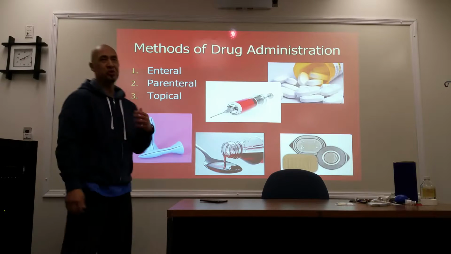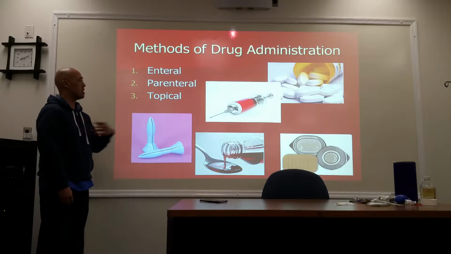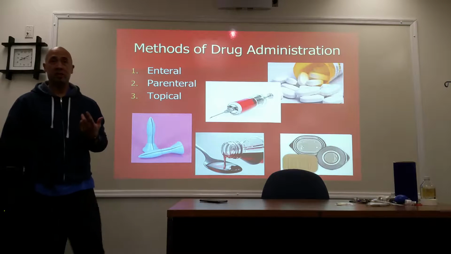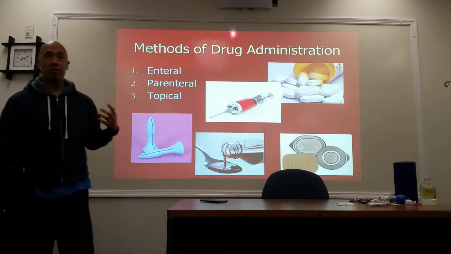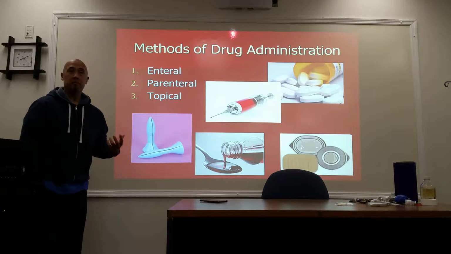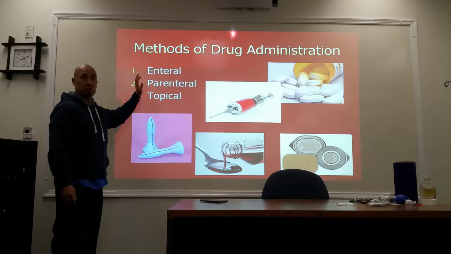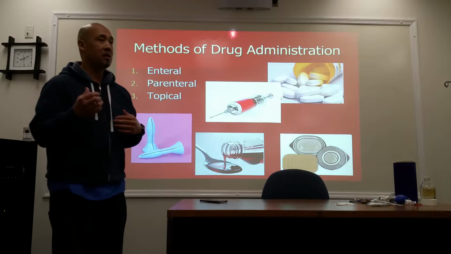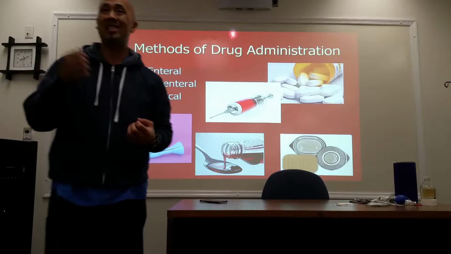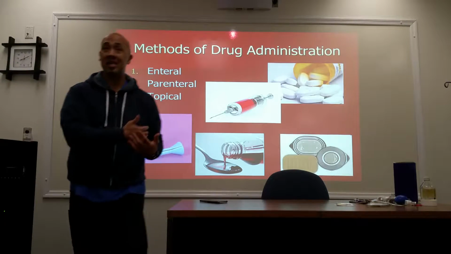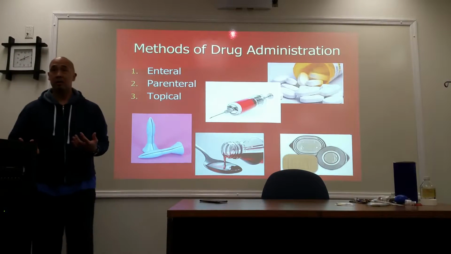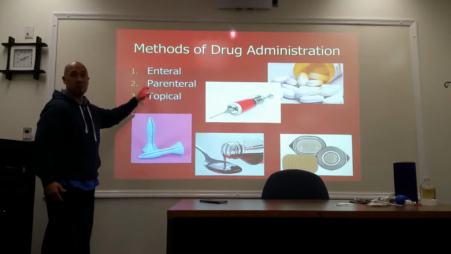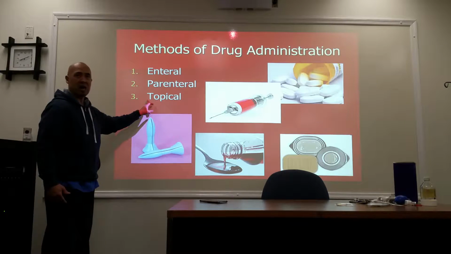Not going to get too much into detail. The one I'm going to be focusing on here is going to be parenteral. Enteral is anything that has to do with the GI system, so we're talking about the mouth through the rectum. Then you've got parenteral, which is any type of administration of medication that is introduced through the break of the skin or some kind of mucous membrane, such as starting an IV. We're going to be spending a lot of time on the parenteral part of it, and also topical.